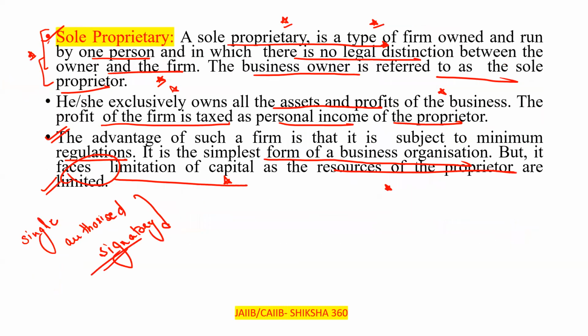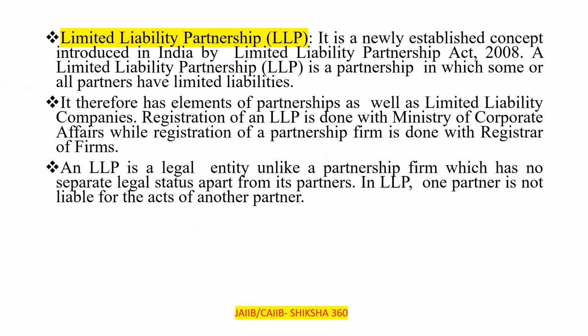Okay, so that is the basic information we have covered till now regarding the sole proprietorship and partnership firm. Next, the third one we have to cover is the limited liability partnership. Like in the partnership firm we have studied, the liability of the partner is unlimited. But in a limited liability partnership, the liability of the partner is limited. It is a newly established concept introduced in India by the Limited Liability Partnership Act 2008.